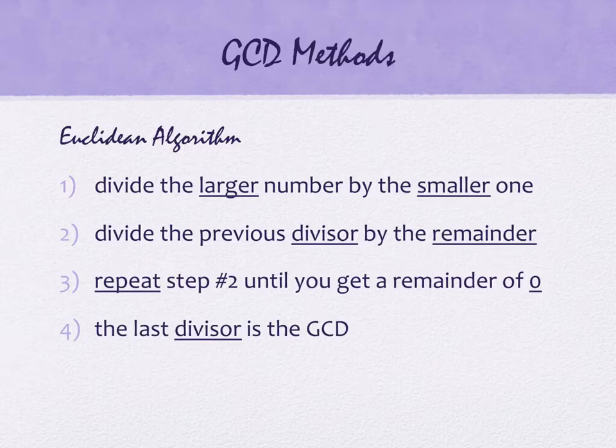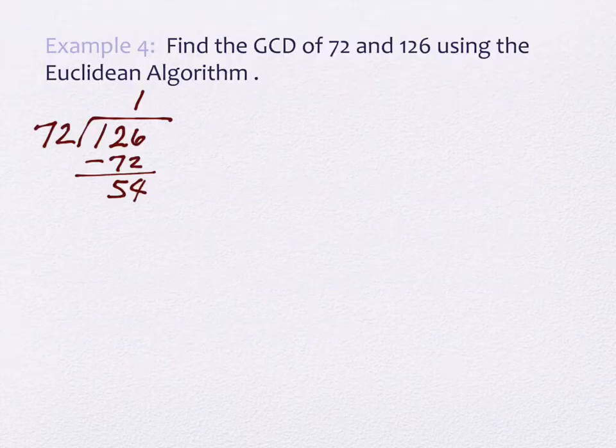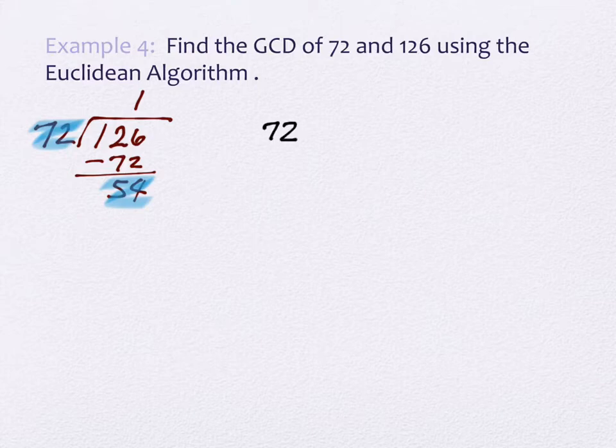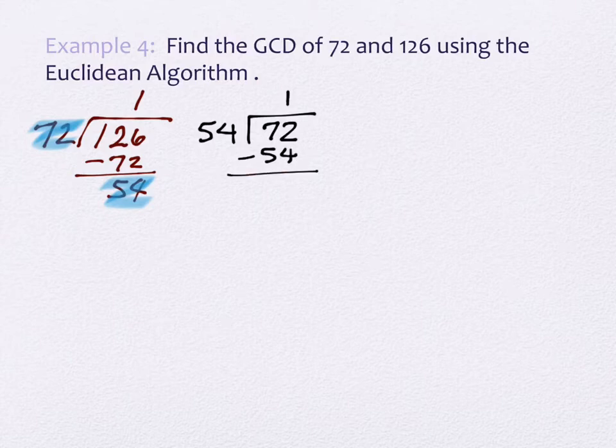Step 2 says divide the previous divisor by the remainder. The number I originally divided by was 72, and the remainder is 54. So take those two values and do the division again. The 72 is now underneath the division sign, and the 54 is on the outside. We divide the previous divisor, 72, by the remainder, 54. How many times will 54 go into 72? Once, and I subtract the 54. What is 72 minus 54? 18.